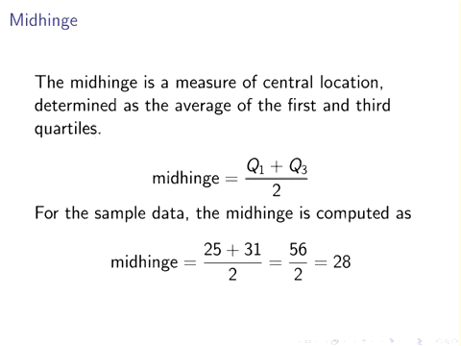The next thing we're going to look at is the mid-hinge. This is a measure of central location or central tendency, and it's determined as the average between the first quartile and the third quartile. So rather than the difference between the two, what we're going to do is get the average of the two. And in this case, the mid-hinge would be 28. So it's 25 plus 31, that's 56. Divide that by 2, so 56 divided by 2, the mid-hinge here is 28. Okay, so that one's straightforward enough actually.